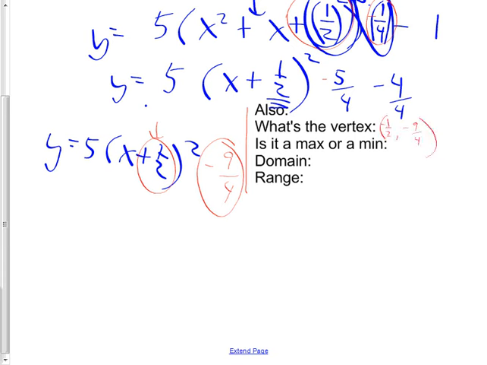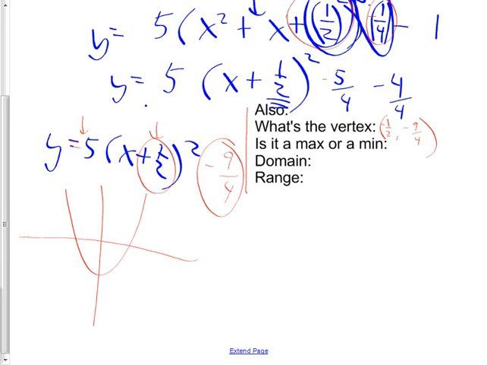Next thing, is it a max or a min? All normal parabolas will have minimums, unless they've been flipped over. How would you tell if it's been flipped? You look in the front and see if there's a negative. There's no negative here. It's just an equal sign. So there's no negative, so it's a right side up parabola.